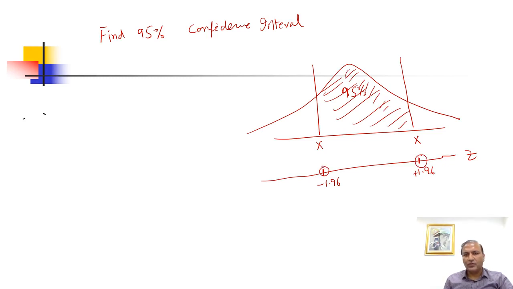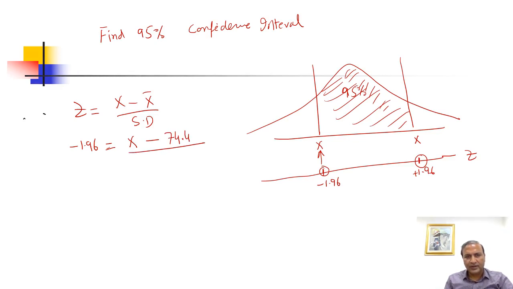Okay, so now you can use the formula for z. The formula for z is x minus x bar divided by standard deviation. So the z is minus 1.96, and right now we are finding this number here. So minus 1.96 equals x, which we need to find, minus x bar, which is 74.4, divided by standard deviation, which is 6.